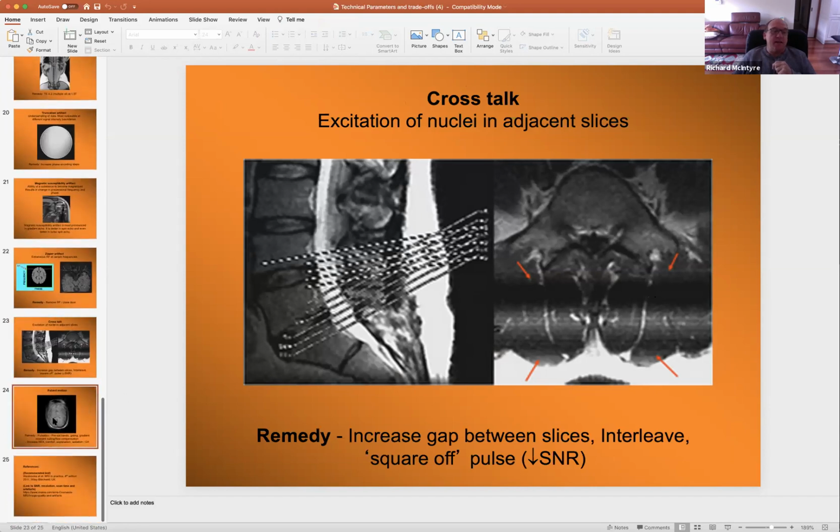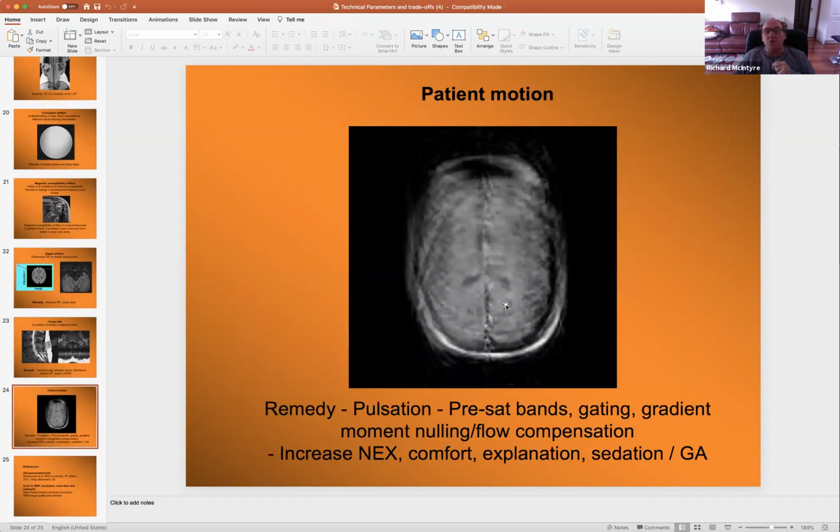Now there is also patient motion. So patient motion is exactly the same as phase ghosting. We can see that the phase direction is AP, which means the frequency direction is left-right, because the slice direction has to be inferior-superior, because we're looking at a slice.